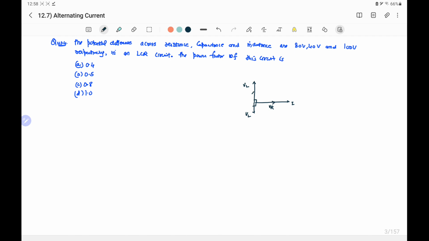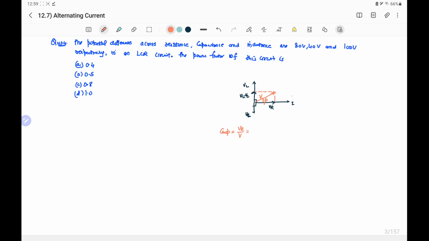So difference of voltage between the inductor and capacitor is VL minus VC. Here we are considering that voltage across inductor is larger than the capacitor. So net voltage is the sum of voltage across resistor and VL minus VC. This is the net voltage. And angle between this voltage and current is the phi. So phase angle cos phi will be equal to, using the trigonometry base over hypotenuse, so it is VR by V.